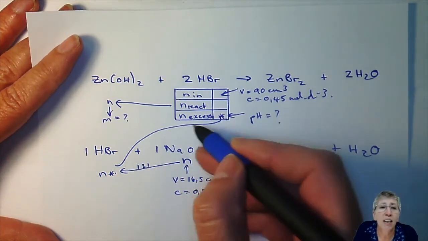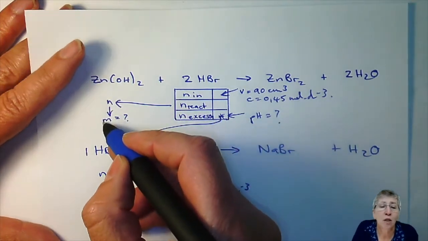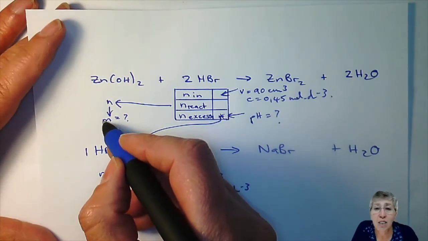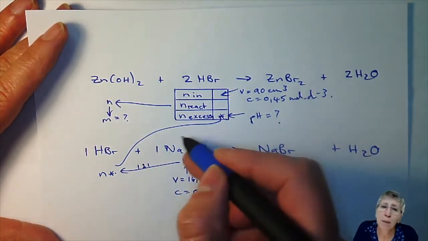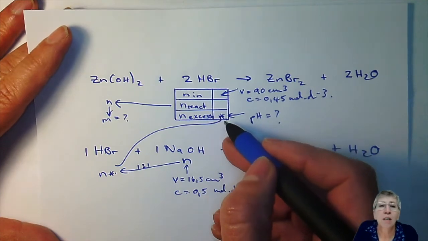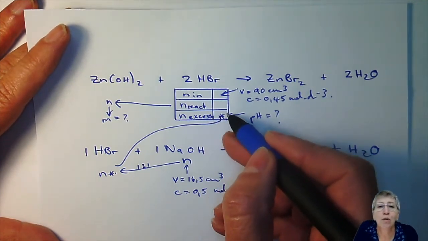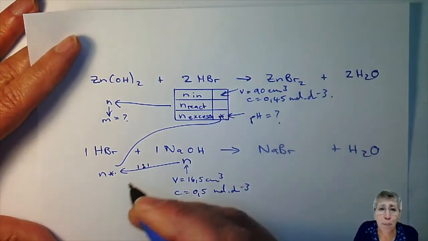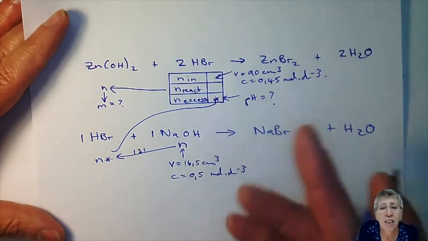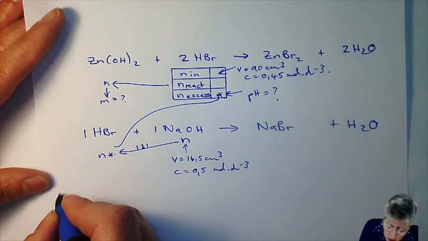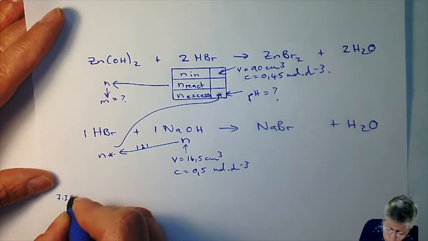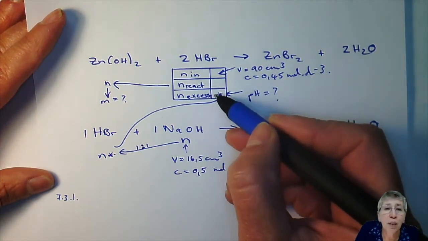But I know I eventually want to get that mass in the second question. So I'm going to do maybe a little bit longer one first, so that I have the answer of moles that I can use in the second part, right? But for marks, it doesn't matter what you do. So for 7.3.1, I'm looking for that pH.